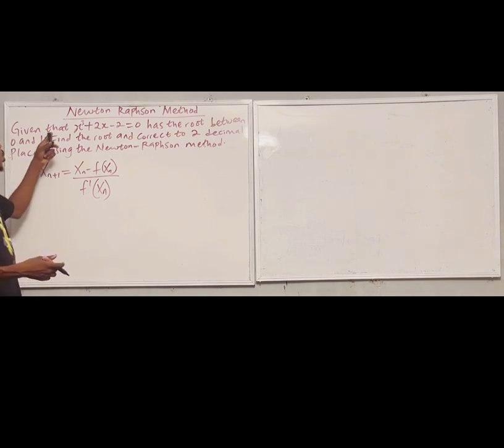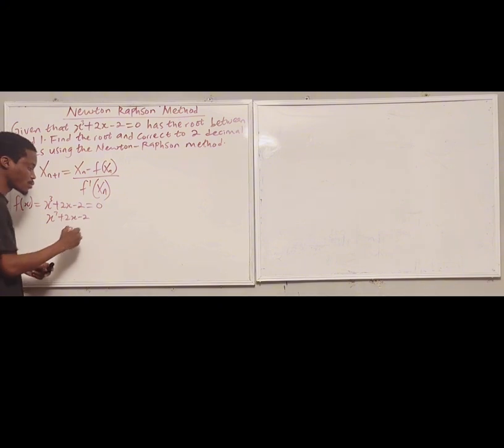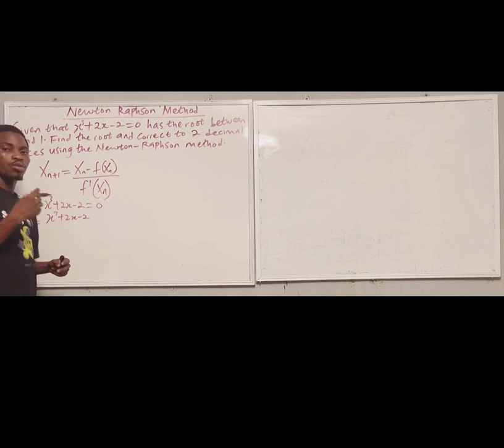So I've been given our function as an algebraic equation: f of x is equal to x raised to the power of 3 plus 2x minus 2 is equal to 0. Remember that our algebraic equation must be in this form, that is, x cubed plus 2x minus 2 as our f of x. So what are we going to do next? We are going to find our iteration.